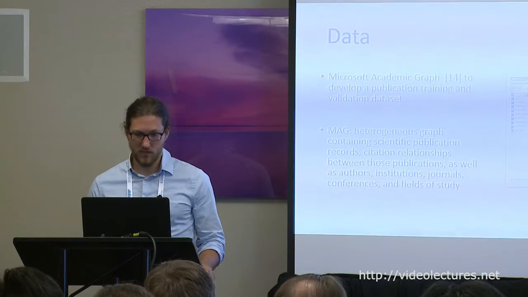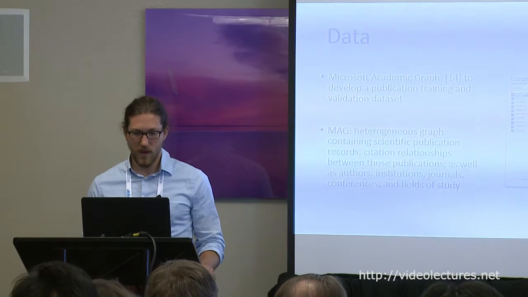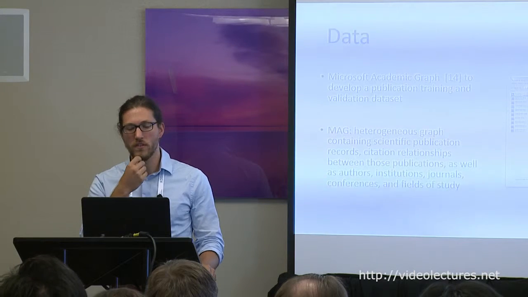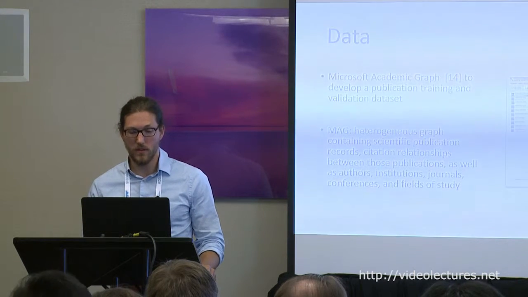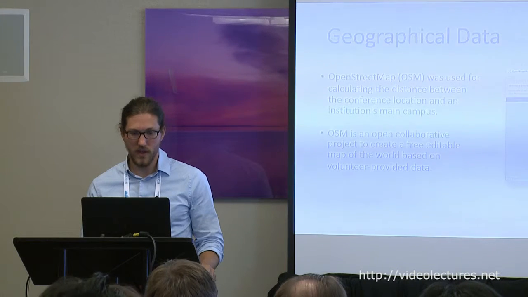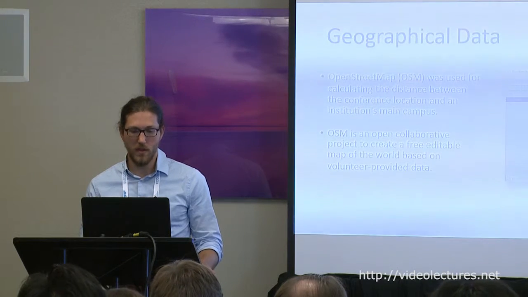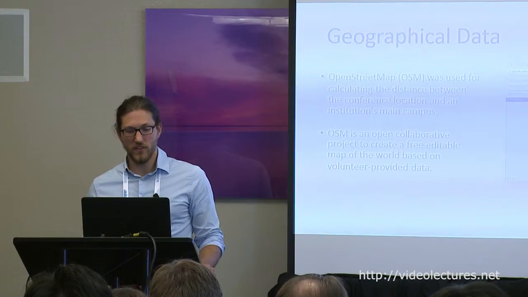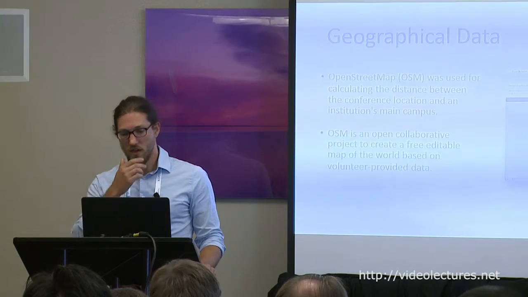So here's the data set we used, the Microsoft Academic Graph. I'm sure you are all familiar with this. Citation information, publication information, where papers were accepted, etc., all that stuff. We also utilized a geographical data set called OpenStreetMap, and this we used to calculate the great circle distance between conference locations and affiliation locations.